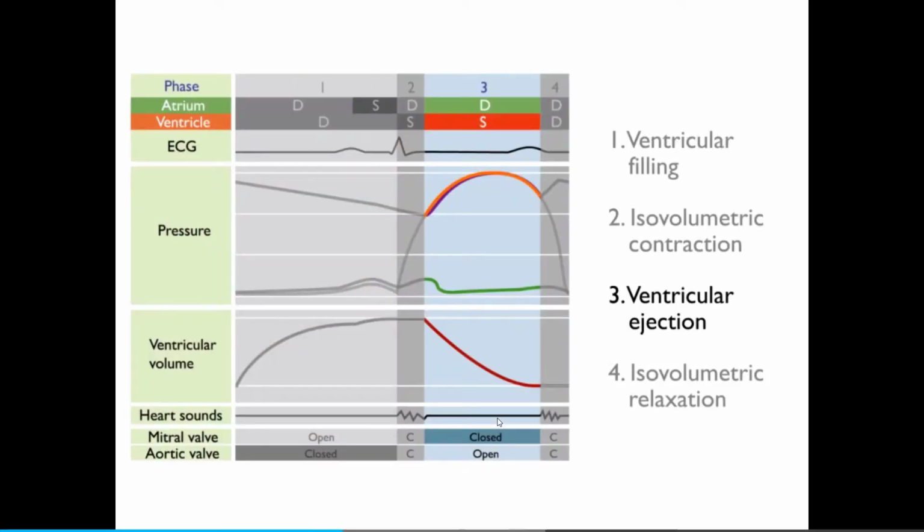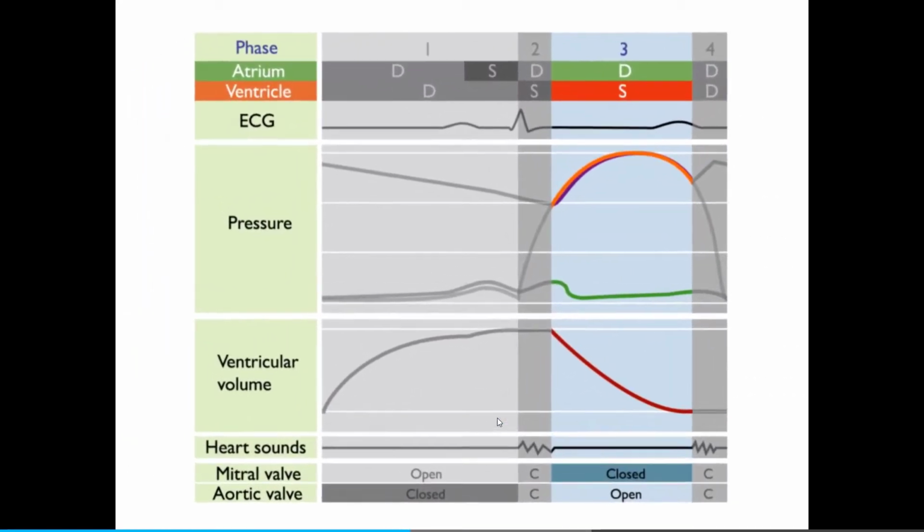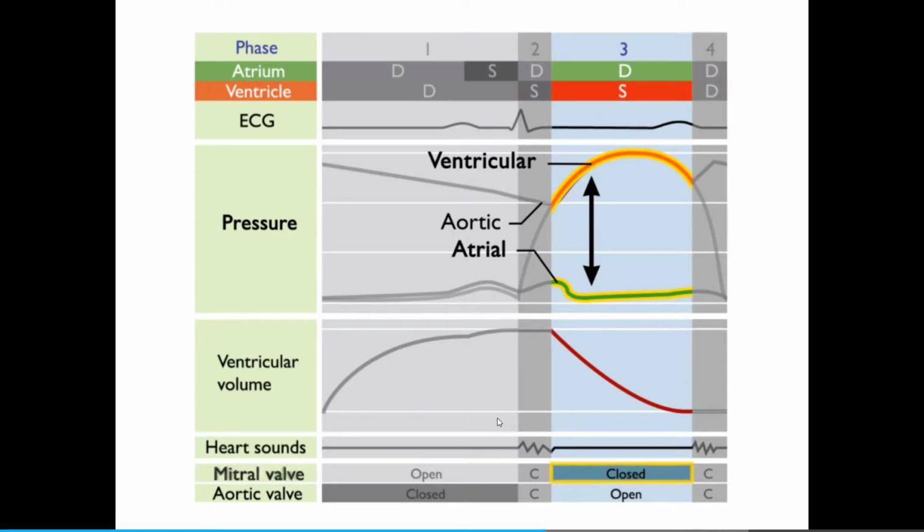Now let's examine the major events of ventricular ejection graphically, focusing on the left side of the heart. Ventricular ejection begins when pressure in the left ventricle exceeds diastolic pressure, the minimum aortic pressure, opening the aortic valve. Because pressure is still lower in the atrium than the ventricle, the mitral valve remains closed. As blood is pumped into the aorta, aortic pressure closely matches ventricular pressure.